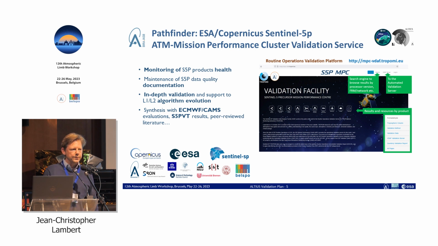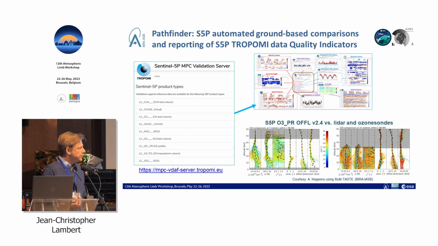And if you are interested in more details about this routine operational service for TROPOMI, you can go to this website where we operate this validation facility with the automated validation server. The validation server, if you go to this other address, you can select a data product, and then you access graphs and tables with the validation statistics calculated on the fly. So this is really permanently updated automatically.